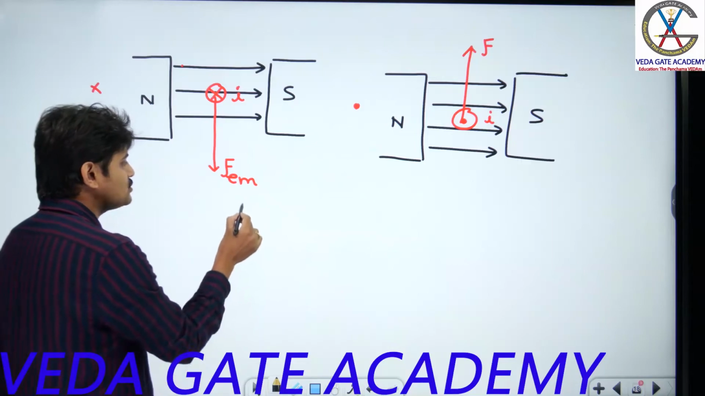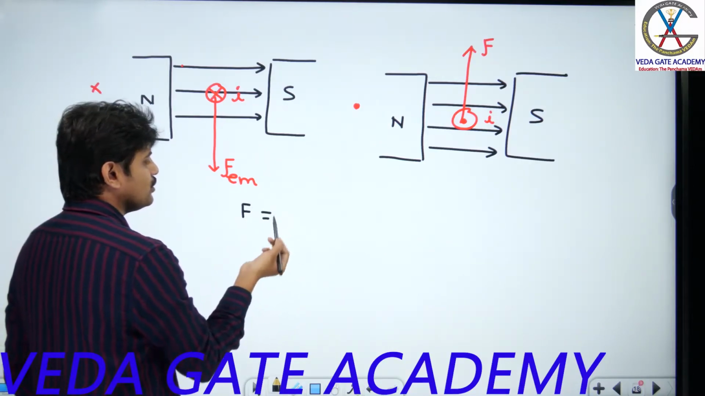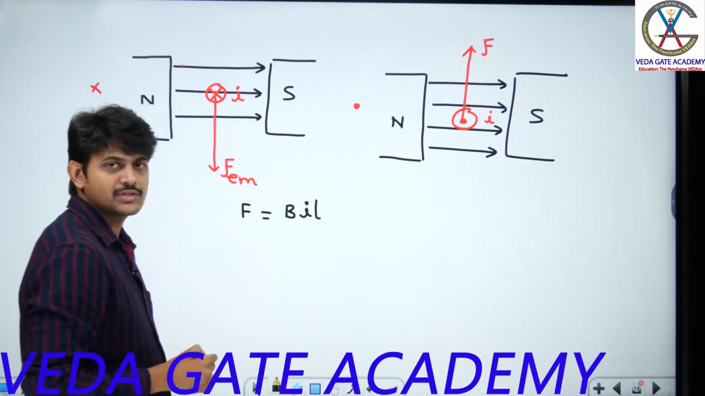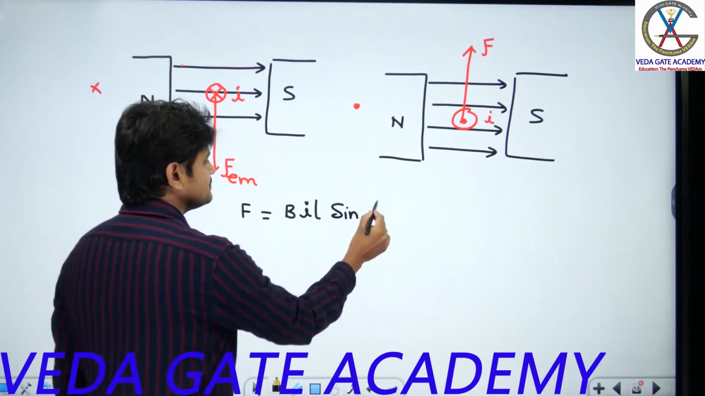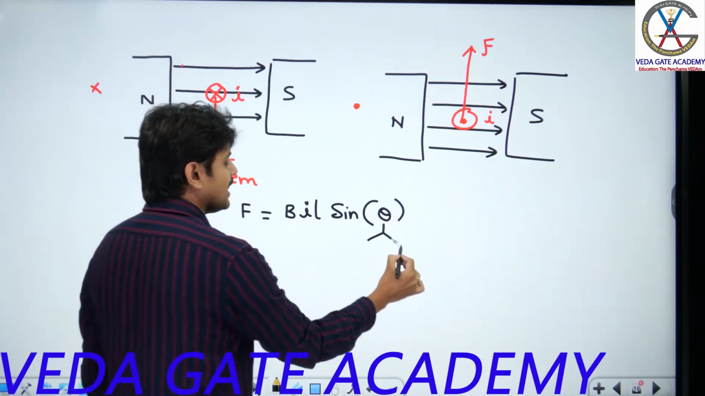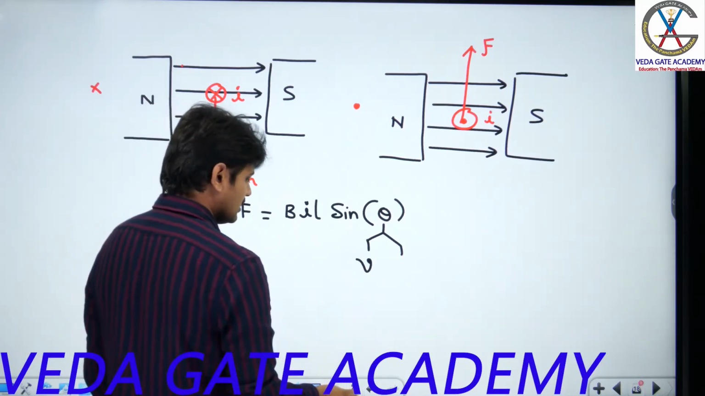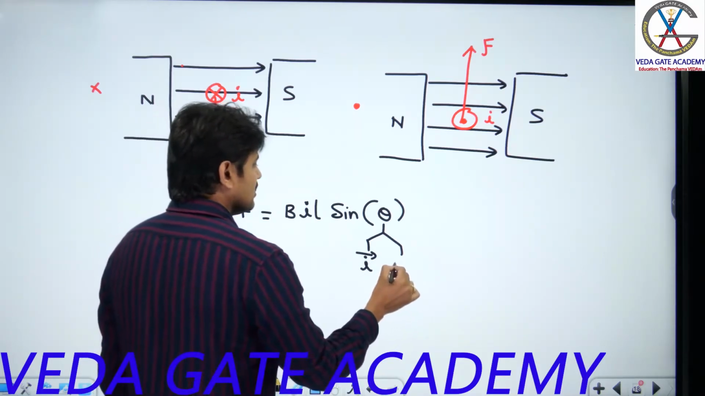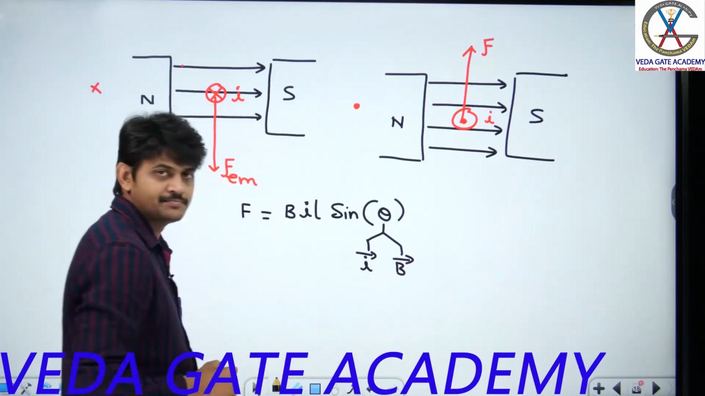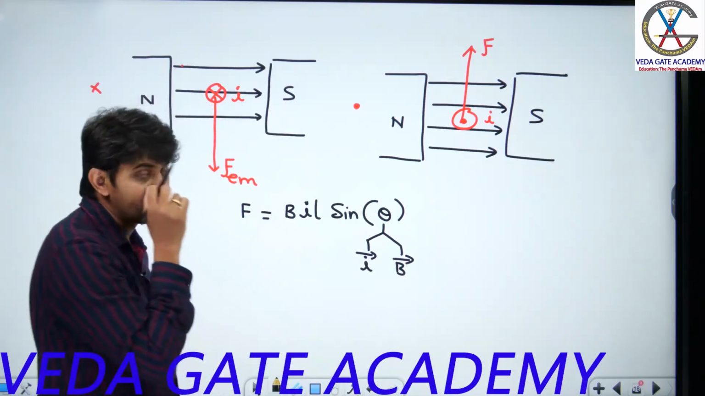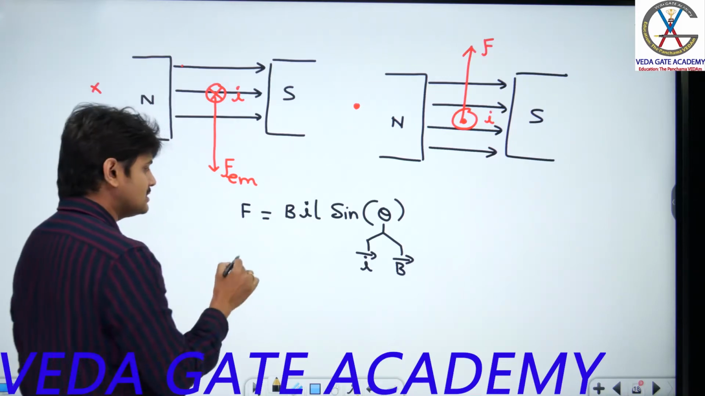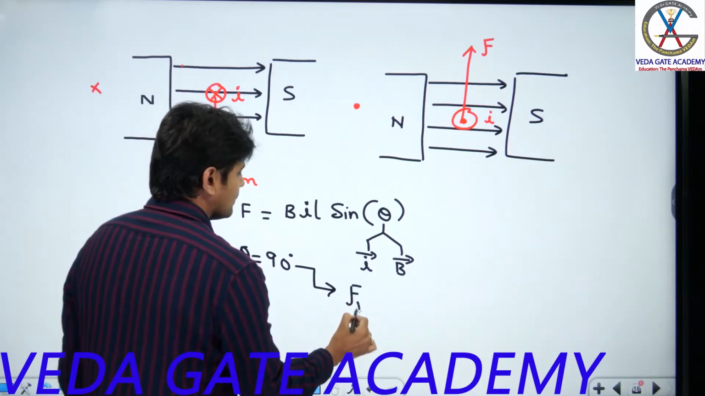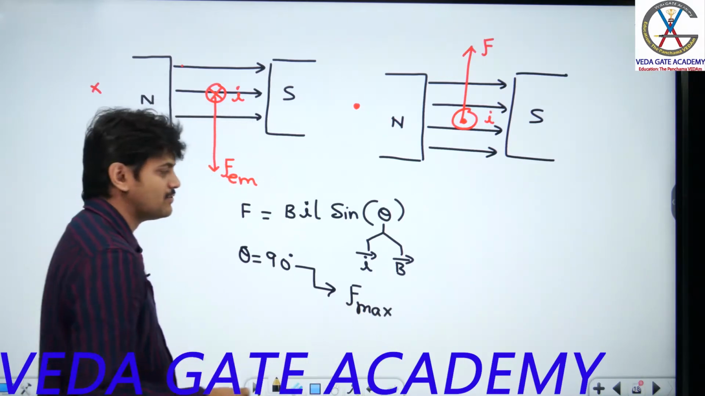To determine the magnitude of force acting on the conductor, we use the Lorentz force equation. According to the Lorentz force equation, the magnitude of force acting on the conductor is BIL sin theta. Here theta is the angle between the direction of the current through the conductor and the magnetic flux lines or flux density B. Suppose the angle between the direction of the current and flux lines, theta, is 90 degrees, then I can say maximum force will be experienced by the conductor.